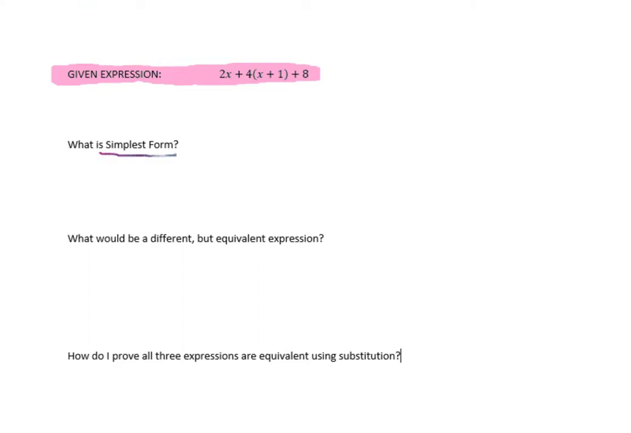Simplest form refers to using the distributive property and combining like terms to get it into its simplest form. So if I use the distributive property here, I'm going to multiply 4 times x and 4 times 1. So 2x plus 4 times x plus 4 times 1. And then I have the plus 8 at the end that I can bring down. So my first step to simplify was to use the distributive property.